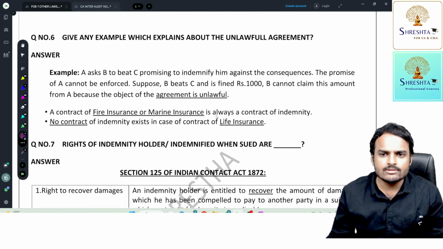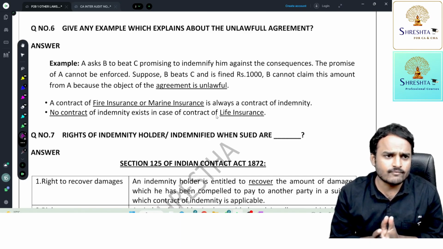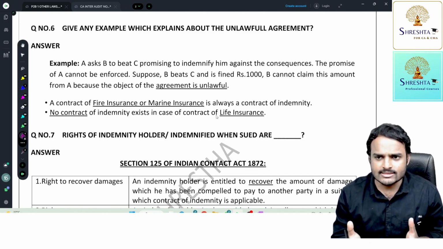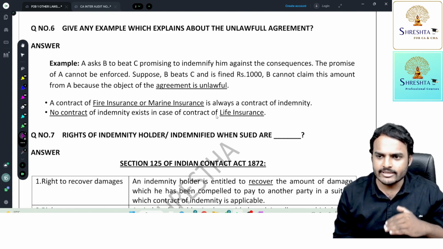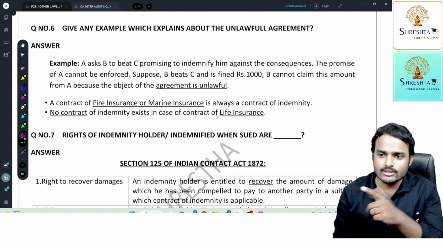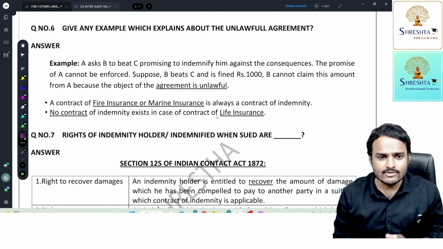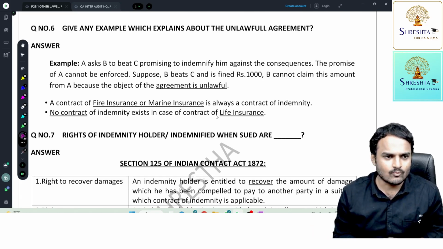Next, give any example which explains an unlawful agreement. I told you the example: beating someone, killing someone. So giving some money to kill a person, or entering into an agreement, you kill the person, tomorrow any legal consequences I will face, I'll compensate you. All these are null and void.